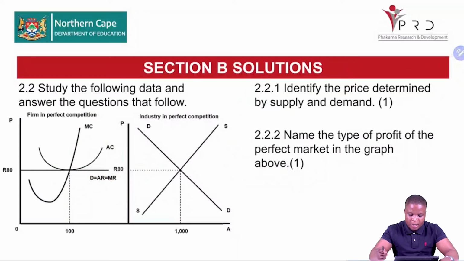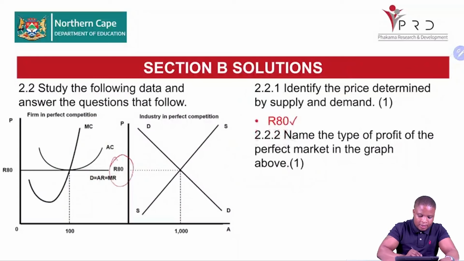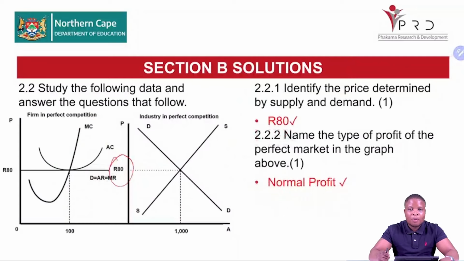Identify the price determined by the supply and demand. The price is this 80 rand. It is your market price. Name the type of profit that we have there. Since your answer will be 0, the answer is normal profit.